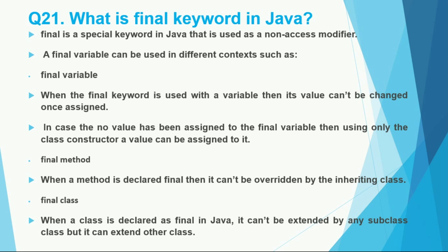And if we talk about a final method, when a method is declared final, then it can't be overridden by the inheriting class. So if we declare a particular method as final, it can't be overridden by the inheriting class, and we can't modify it. And if we talk about a final class, if a class is declared as final in Java, it can't be extended. We can't use inheritance on that particular class by any subclass, but it can extend another class. Okay, so I hope you understood.